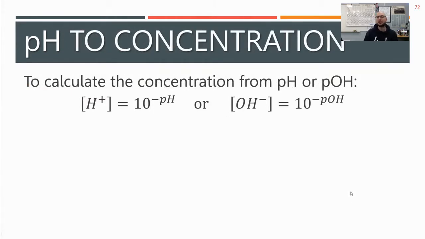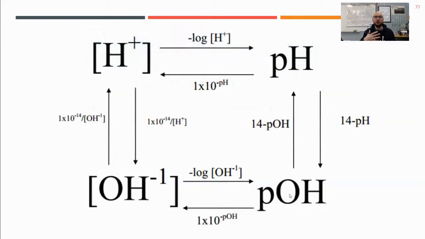To calculate the concentration of H plus or OH minus from a pH or pOH value, we just take 10 to the power of negative whatever we're talking about. In your calculator, it will be the second function of your log button, but you can just go 10 to the power of negative whatever number you're given. So let's say a solution has a pH of 2.35, we'd say 10 to the power of negative 2.35 is equal to the concentration of H plus. Pretty straightforward there.